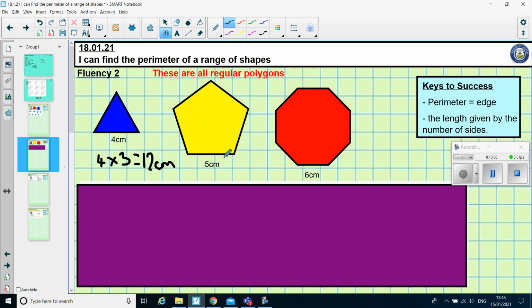Okay, next, my yellow shape. I want you to pause the video and see if you can remember or work out what type of shape it is. Okay, the yellow shape then is what we call a pentagon. Remember, it's a regular pentagon. So if one side measures 5 centimetres, the other side must measure 5 centimetres. There are 5 sides in this shape, so what I need to do is the length given multiplied by the number of sides. I'm going to do 5 times 5. So the perimeter of this shape is 25 centimetres.